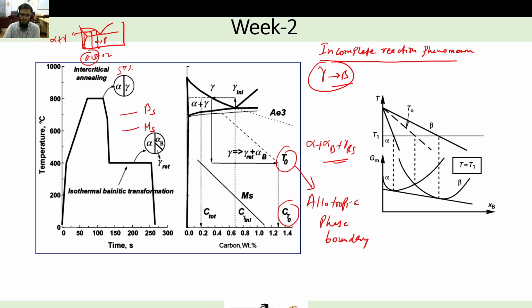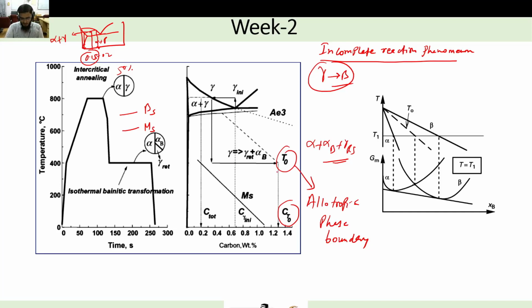So after this temperature, if you are cooling it, then the reaction will not be completed, and that will be named the incomplete reaction phenomena. Basically, the diffusion gets stopped below the T naught temperature. Up to T naught, if you are cooling, then diffusion is allowed. And if you want further transformation, then the only way to proceed is with the diffusionless transformation.